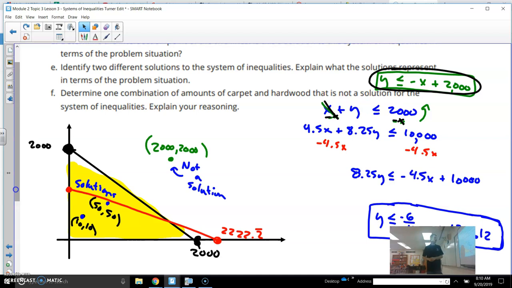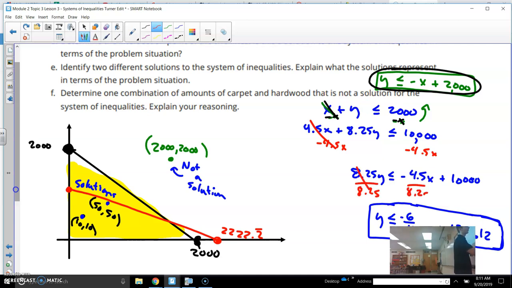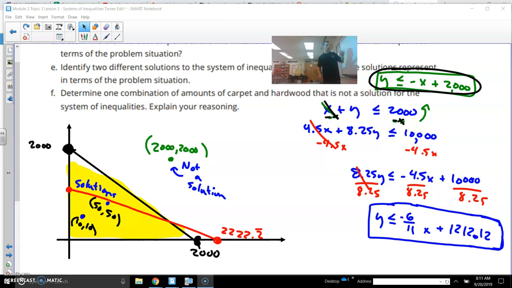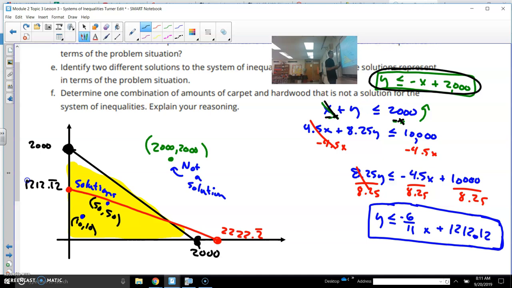Well, the other one has a little more work into it. You've got to subtract 4.5x to the other side, and then we need to divide 8.25 into all the values on the right, and that is where I get this inequality. So once I start graphing this one, I'll start at 12, 12. That's this value here. And then that will go all the way down to some other x value, which I wasn't sure of.